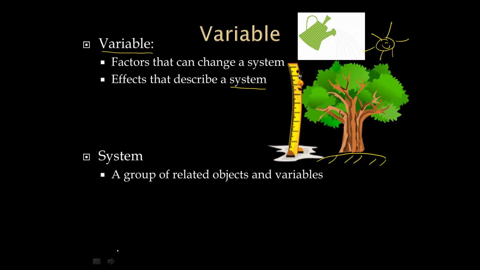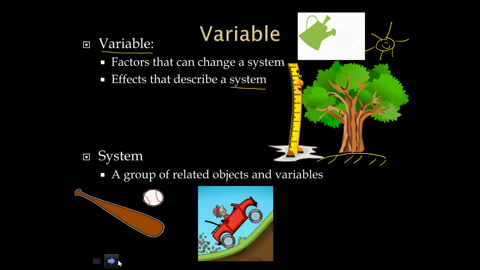Let's look at some other examples. If I was looking at a baseball being hit, the system would be both the baseball and the bat it was hit with. If I was looking at performance of a car on a hill, the system would be the car, the hill, the driver, perhaps the type of tires or even the fuel I'm using as well. If I was looking at a rocket ship, I could look at the rocket ship itself, but don't forget the fuel as well.